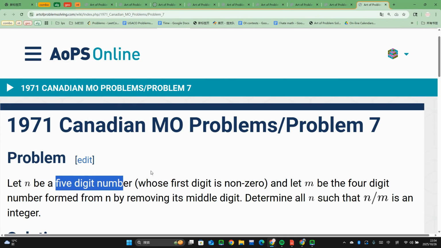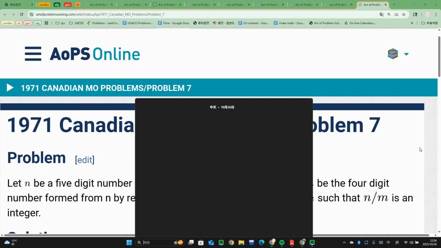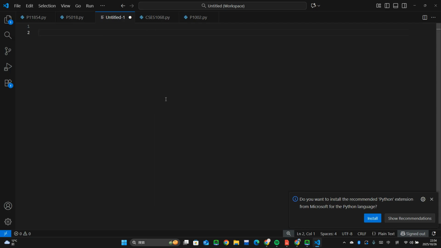Let n be a 5-digit number whose first digit is not 0, and let m be a 4-digit number formed by removing its middle digit. Determine all of the n such that n over m is an integer. Let's pull up VS Code. All right. So basically, we have A, B, C, D, E, and A, B, D, E.